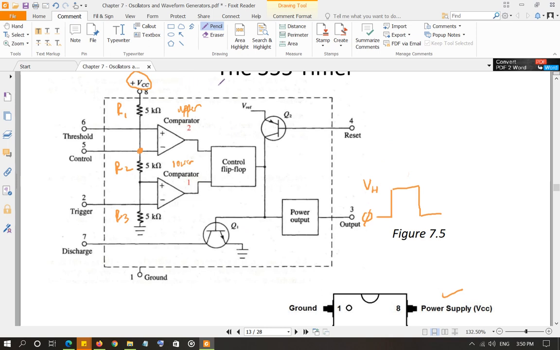For VCC, there's a range of voltages; it's a very flexible IC. I forgot what the range of the VCC is that you can use for the 555 timer, but it's a pretty good range.